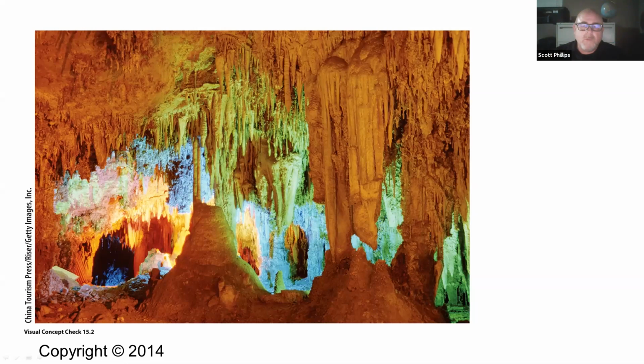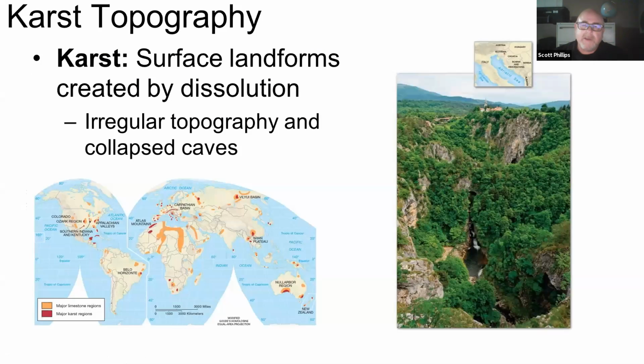And so landscapes that are created through this dissolution and precipitation process are called karst. It comes from the name of a place in Eastern Europe that has this kind of topography, a lot of collapsed caves, caverns, sinkholes, that type of thing. And so we just call this karst environments.